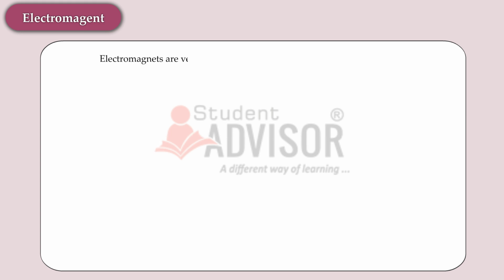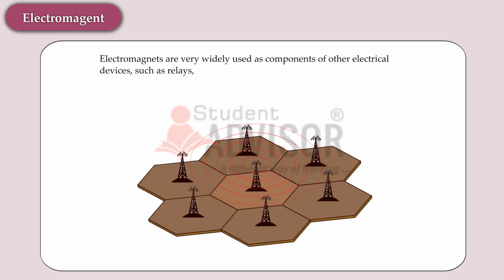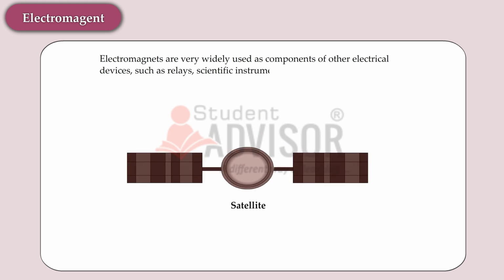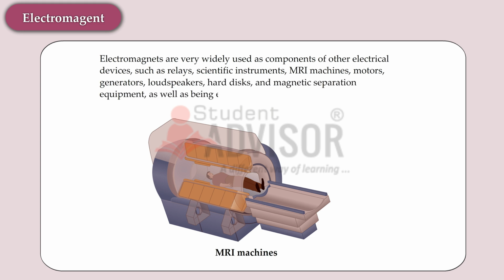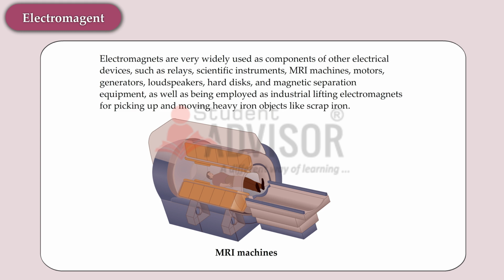Electromagnets are very widely used as components of other electrical devices such as relays, scientific instruments, MRI machines, motors, generators, loudspeakers, hard disks, and magnetic separation equipment, as well as being employed as industrial lifting electromagnets for picking up and moving heavy iron objects like scrap iron.